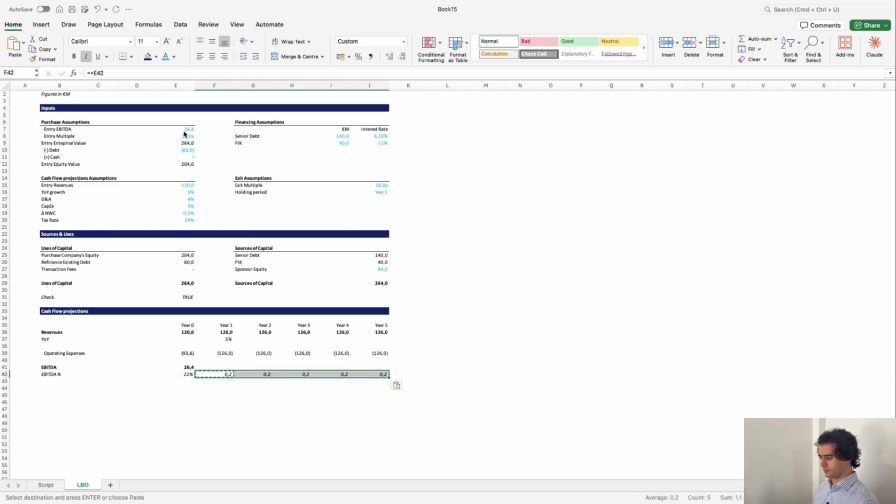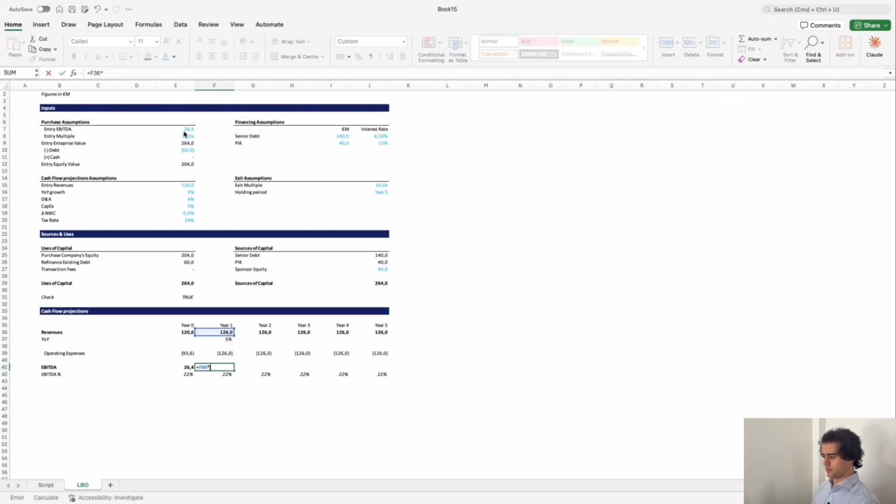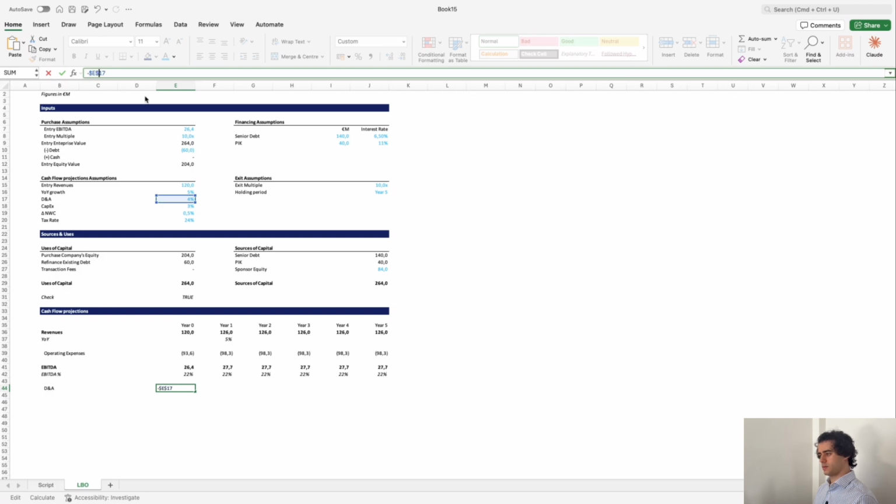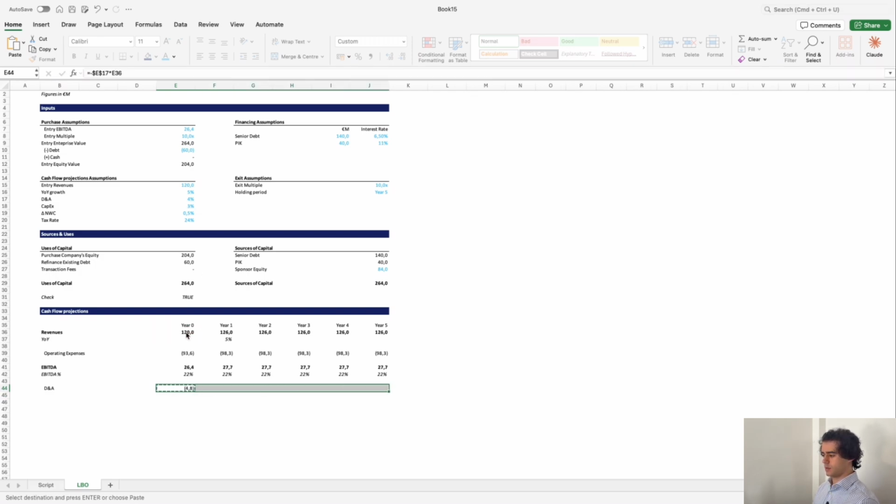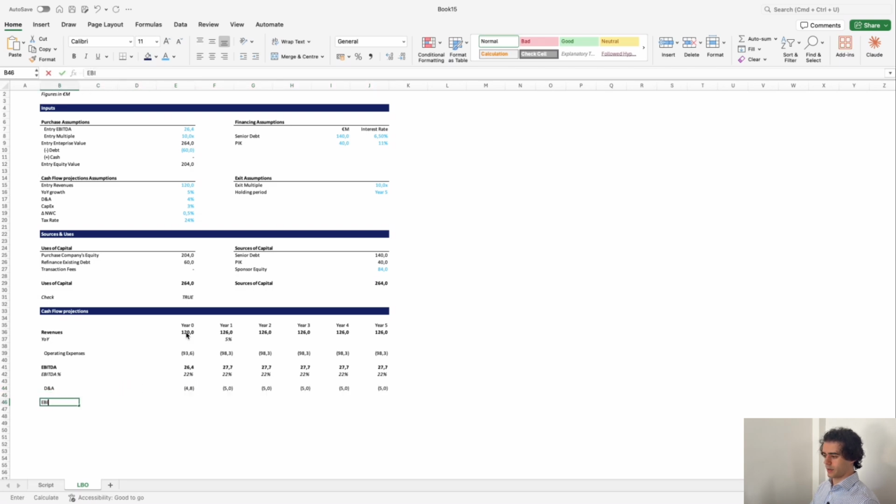So we can then multiply the EBITDA margin times the revenues. Now let's go to our D&A. We know that the D&A are equal to 4% of revenues. So now we are able to calculate EBIT.